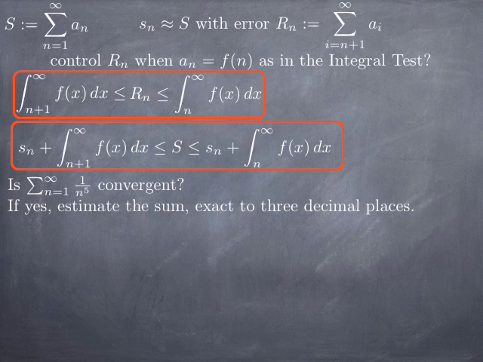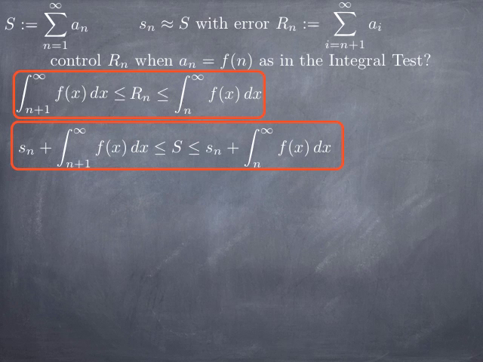Let's say we want to know if the series from 1 to infinity of 1 over n to the fifth is convergent, and if yes, we want to estimate the sum exact to 3 decimal places. First, to know if it's convergent, this is easy because this is a p-series where p is equal to 5 and is therefore in particular greater than 1. So according to the p-series test, this is a convergent series. To estimate the sum, we can take a partial sum, but the problem is how many terms do we need to add up together to be sure that we will have 3 exact decimal places.